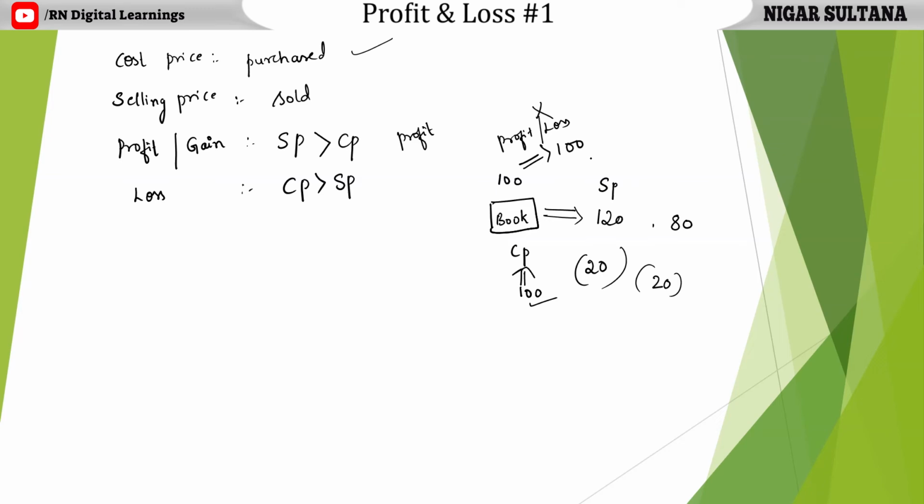So I hope everyone has understood the basic concept of profit and loss. Now let's start understanding the formulas. So the first formula is how to calculate gain. What is gain? Profit, right? So how to calculate this profit? Here the selling price is greater than the cost price, right? So selling price minus cost price will give you the profit.